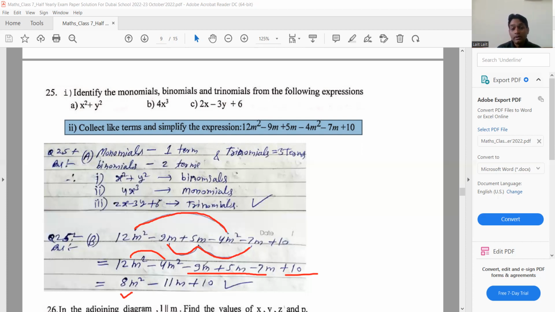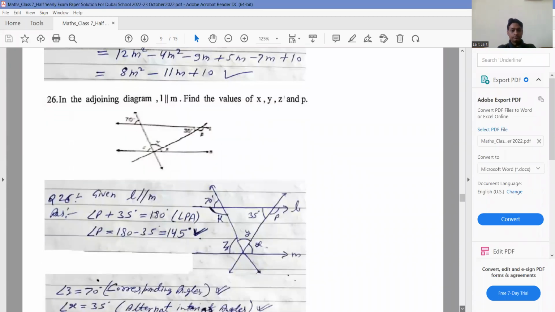So what answer will you get? Sorry, 9 minus 9 plus 5 minus 7. So when you add minus 5 and minus 7, you will get minus 16. Minus 16 plus 5 is minus 11, and plus 10. So this is the answer of this question. Okay, so let's talk about the next question.